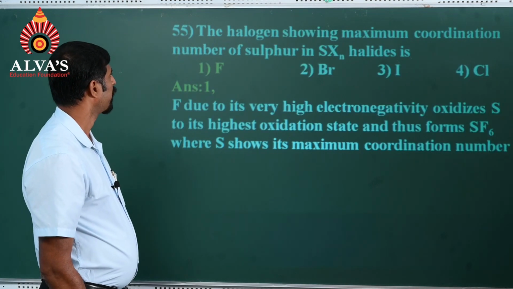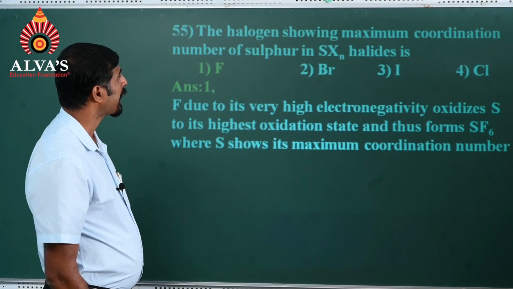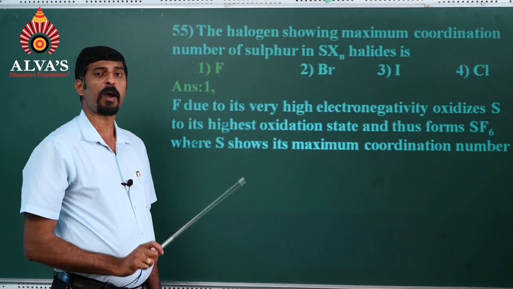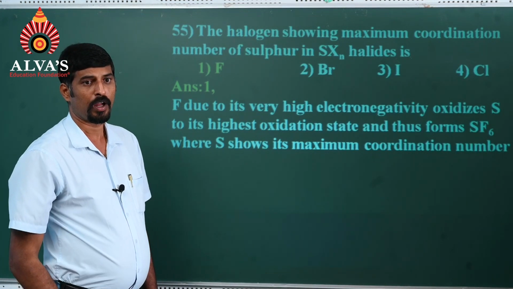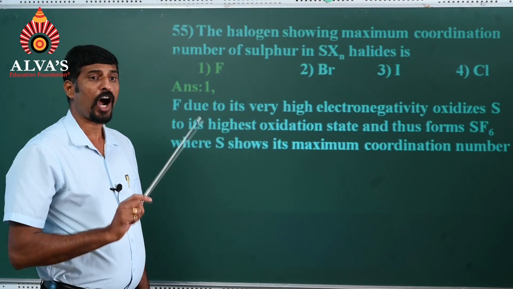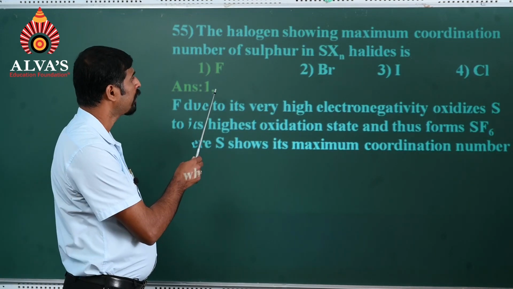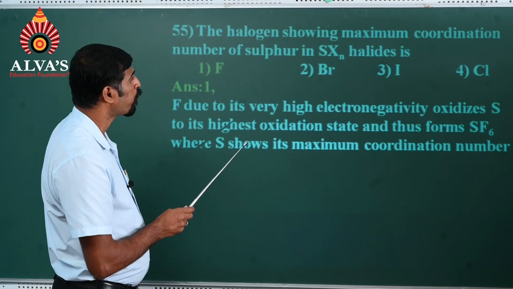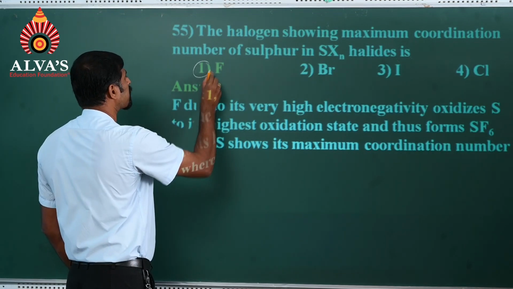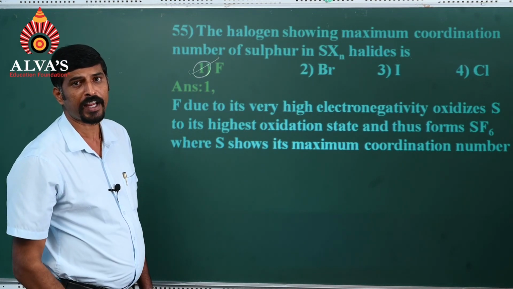Question number 55. The halogen showing maximum coordination number of sulfur in SXn halide is. Now, the maximum oxidation state of sulfur is +6. It is possible only when it combines with fluorine. Fluorine oxidizes sulfur to the +6 oxidation state. That's why in SF6 it forms the maximum coordination number, and therefore the first option is the right answer, because fluorine is the strongest oxidizing agent.